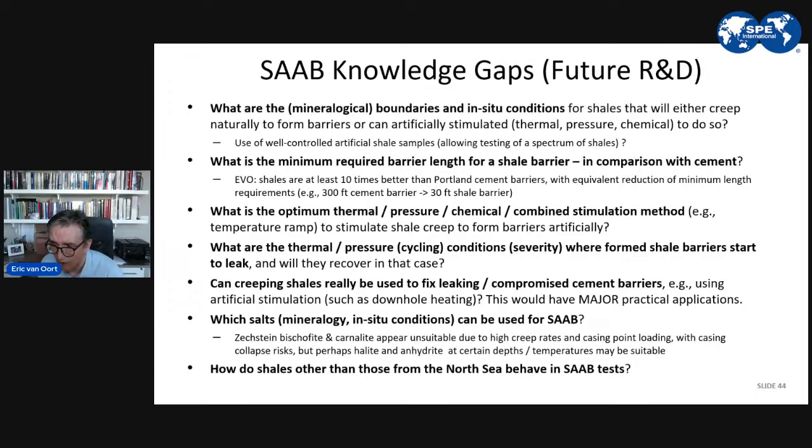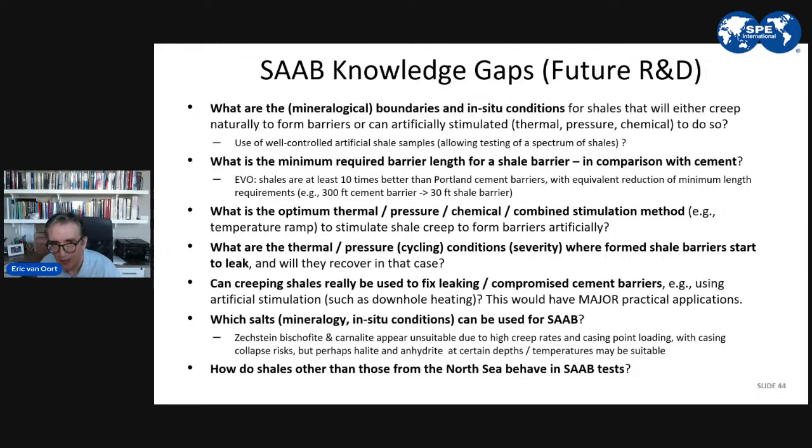And I feel very confident of saying that shale barriers are at least a factor of 10 better than cement barriers. So if your minimum barrier length is 300 feet, then 30 feet of a shale barrier should be more than sufficient, but it could even be less than that, right? And as I've shown you, 1,000 psi differential pressure can be maintained across only 3 inches of shale, right? Not that I would advocate for a 3-inch barrier, but you see that you could significantly go down on the requirements for barrier length when you have a shale barrier.